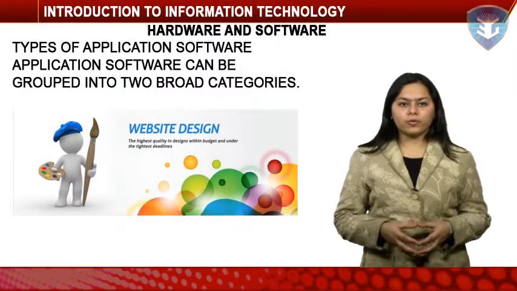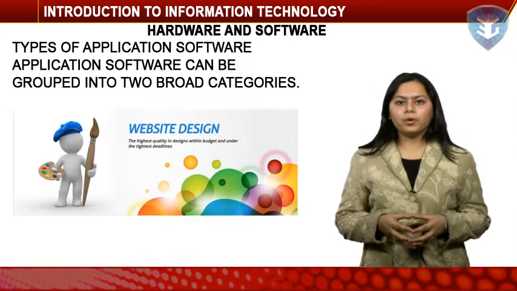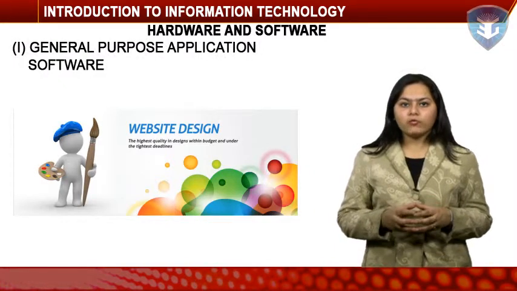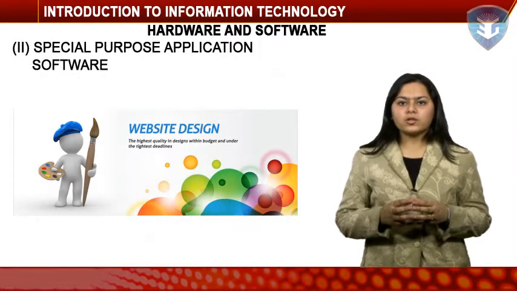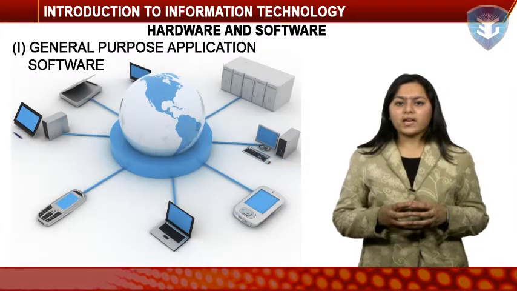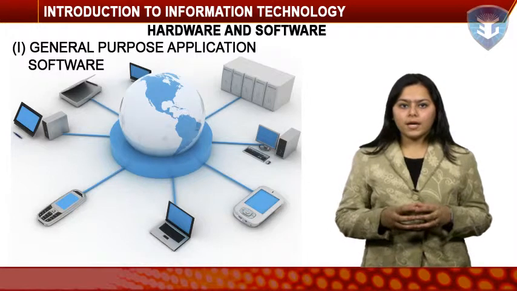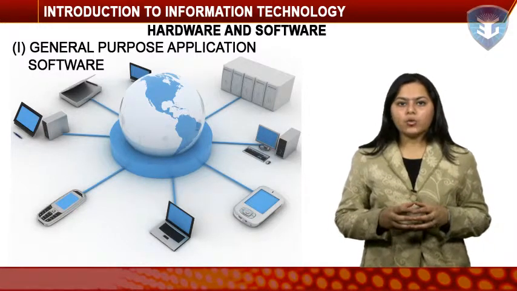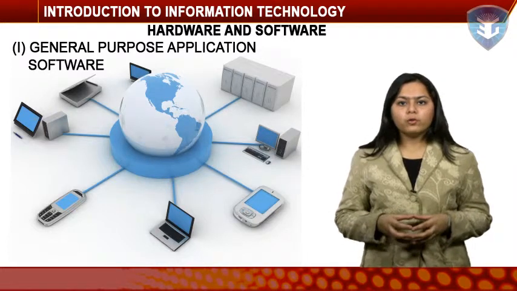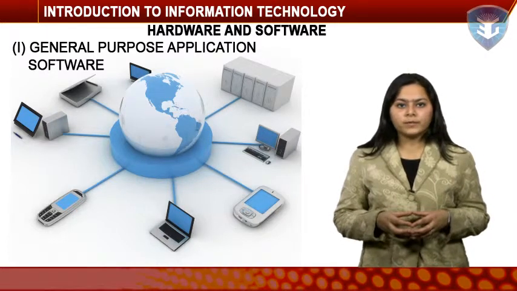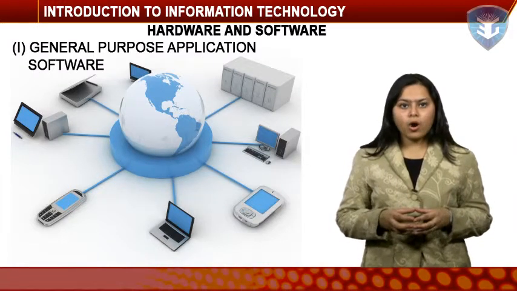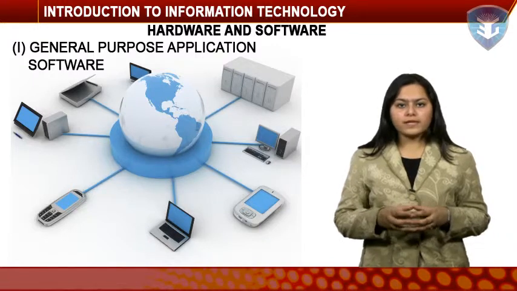Types of application software. Application software can be grouped into two broad categories: general purpose application software and special purpose application software. General purpose application software is called packaged software or commercial software. A single piece of software can be applied to a wide variety of tasks. By using such software, a user can fulfill his or her general needs. General purpose software includes MS Office, Corel Draw, PageMaker, Adobe Photoshop, etc.